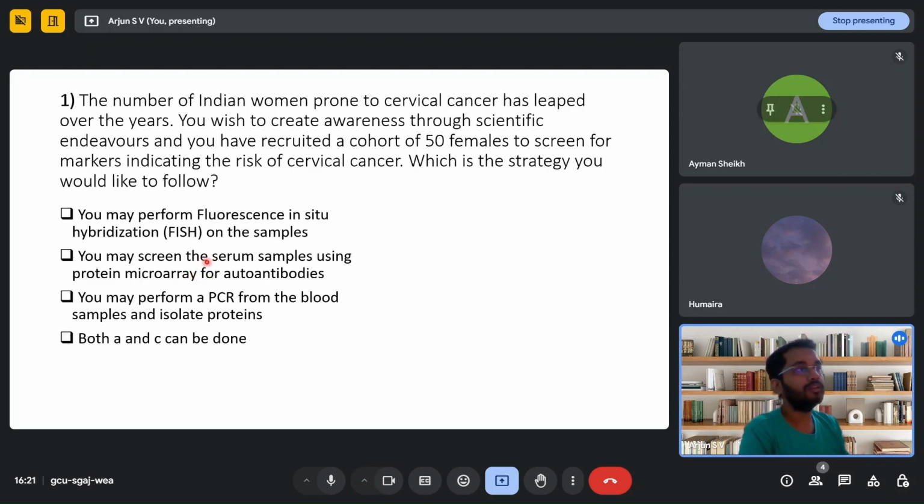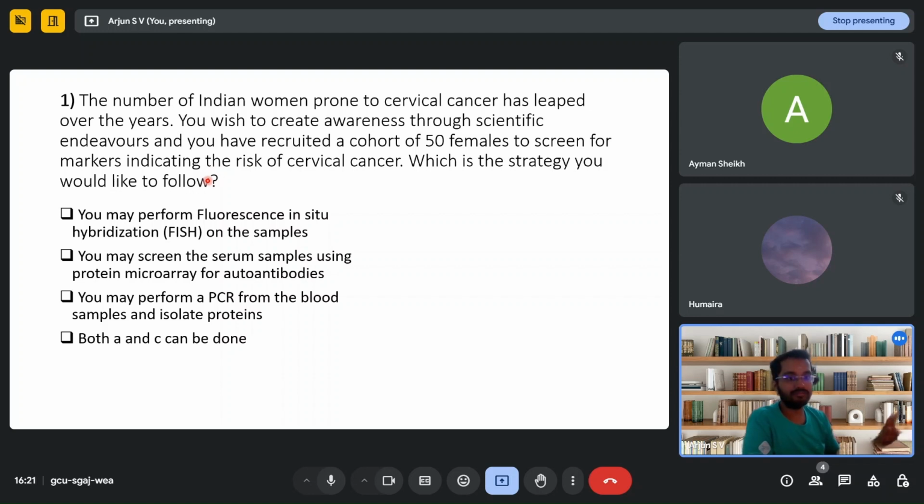So question number one. The number of Indian women prone to cervical cancer has leaped over the years. You wish to create awareness through scientific endeavors, and you have recruited a cohort of 50 females to screen for markers indicating the risk of cervical cancer. Which is the strategy you would like to follow?